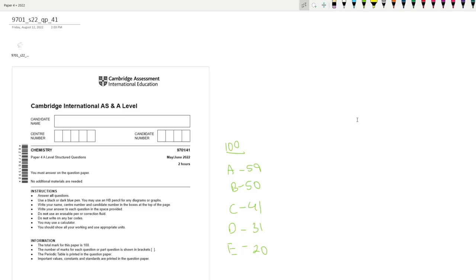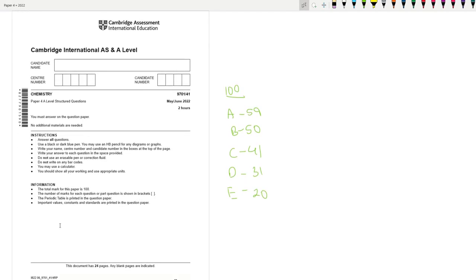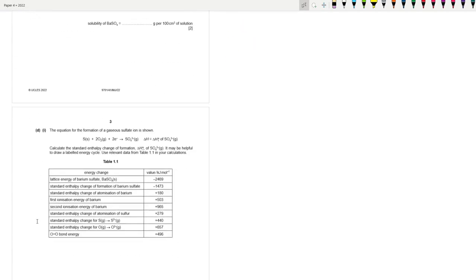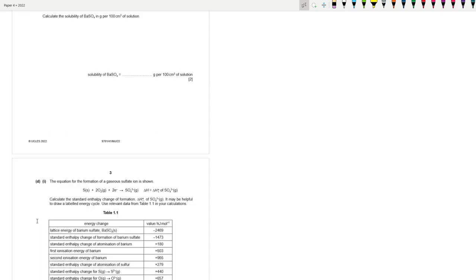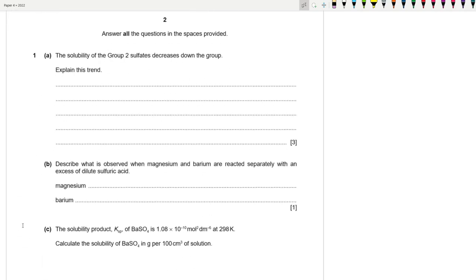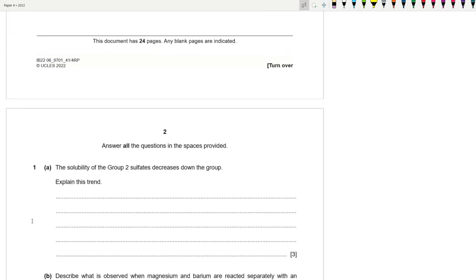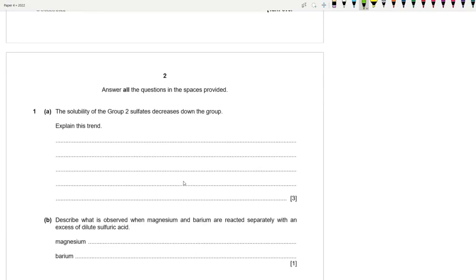All right, so let's begin. A lot of you have been requesting this paper. I was too busy to solve it actually. I'm going to do paper 4.2 as well afterwards. So let's go. The solubility of group 2 sulfates decreases down the group. This is a very common question. We are used to this. It's a 3-mark question. The trend is given, we just have to explain it.